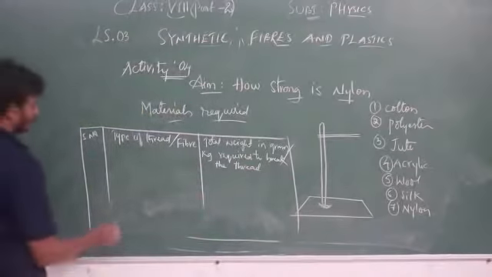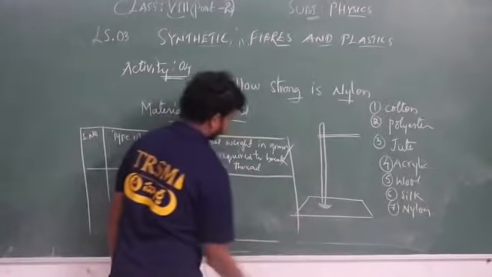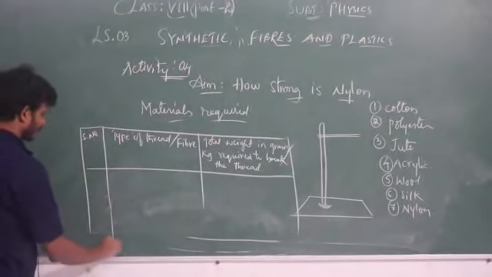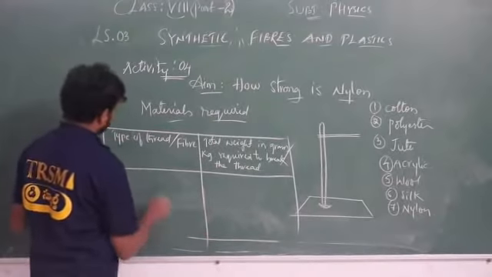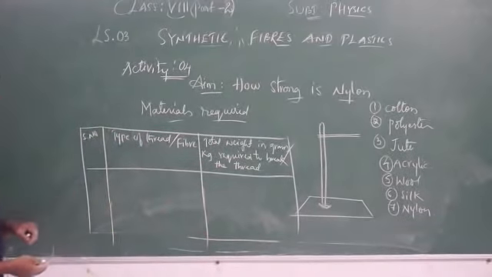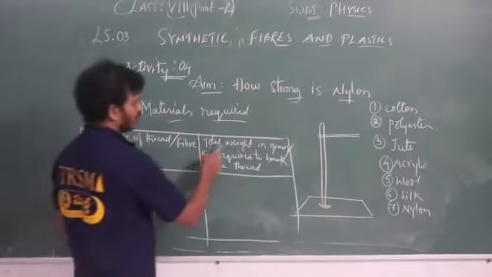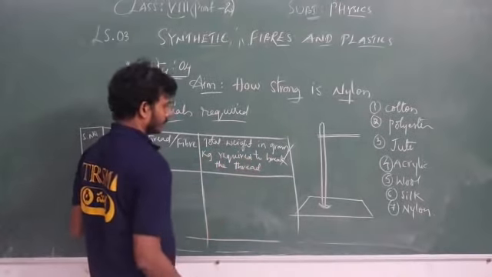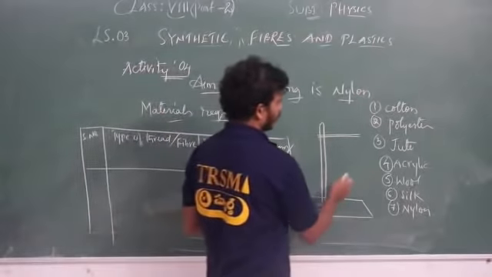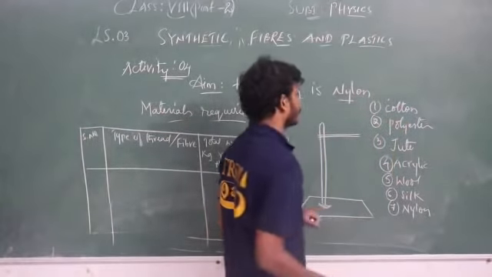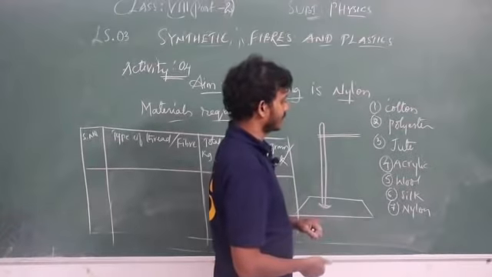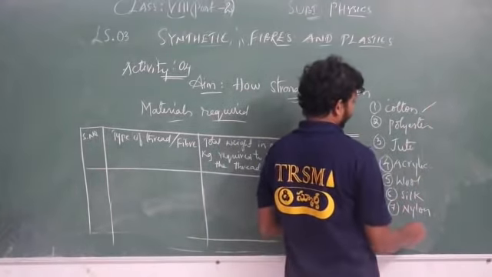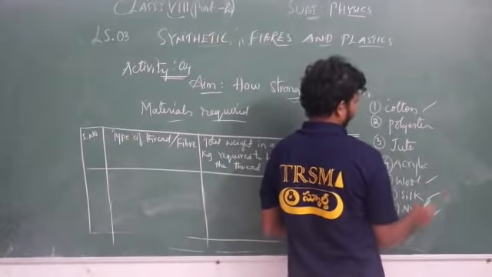So understand this. This is the tabular form that I have drawn. First one, serial number. Second one, type of thread or fiber. Next, total weight in gram or kilogram required to break the thread. So what are the different samples that you have taken? Cotton, polyester, jute, acrylic, wool, silk, nylon. But in your textbook it is given only cotton, wool, silk and nylon.